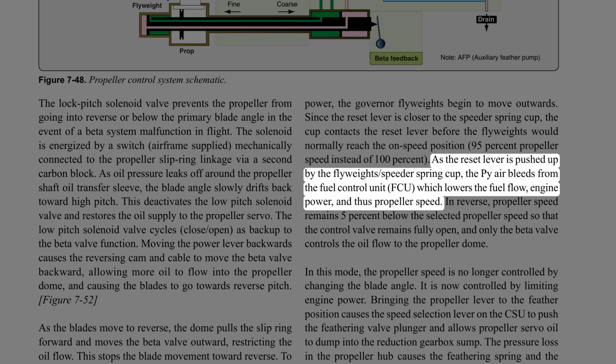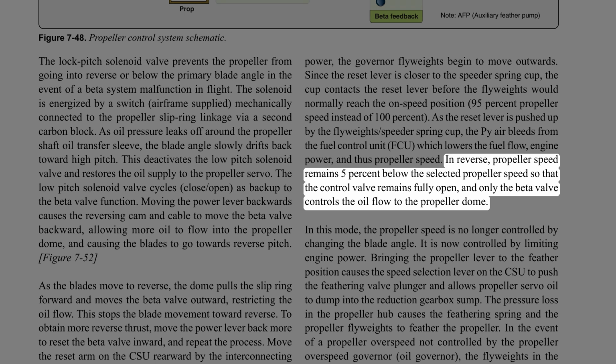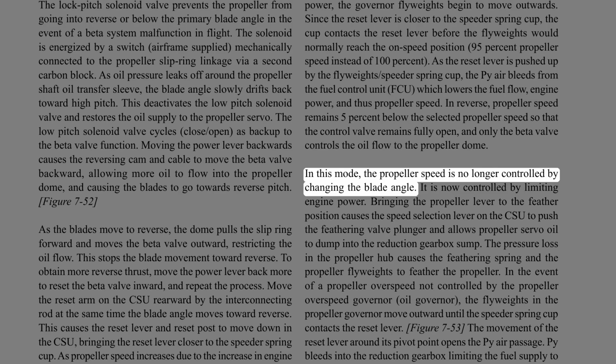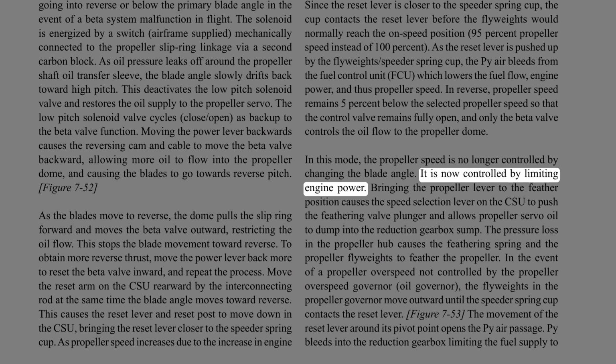As the reset lever is pushed up by the flyweights and speeder spring cup, the PY air bleeds from the fuel control unit, FCU, which lowers the fuel flow, engine power, and thus propeller speed. In reverse, propeller speed remains 5% below the selected propeller speed so that the control valve remains fully open, and only the beta valve controls the oil flow to the propeller dome. In this mode, the propeller speed is no longer controlled by changing the blade angle. It is now controlled by limiting engine power.